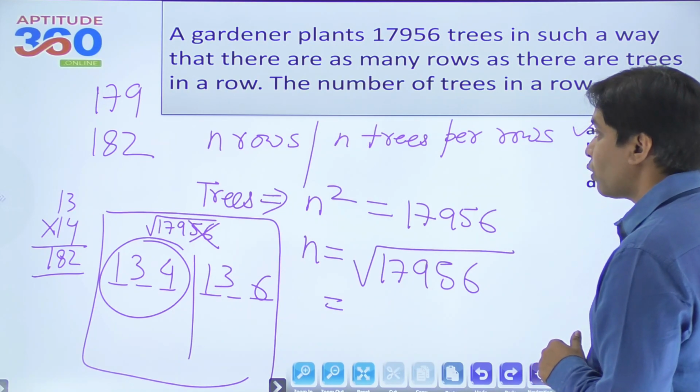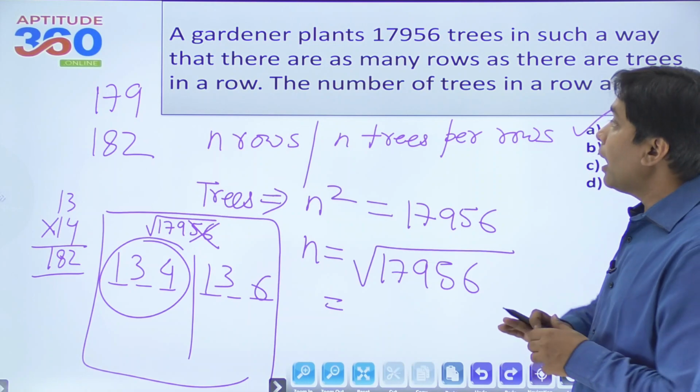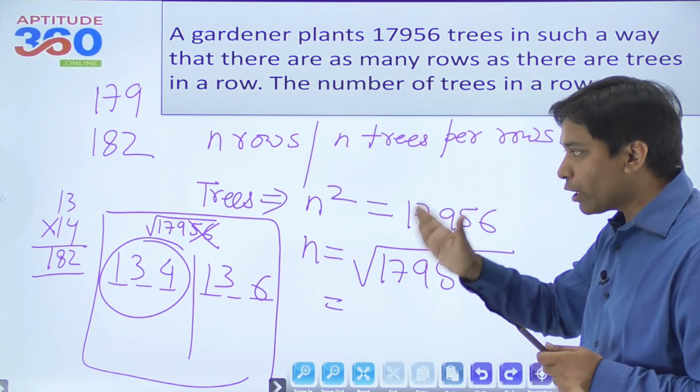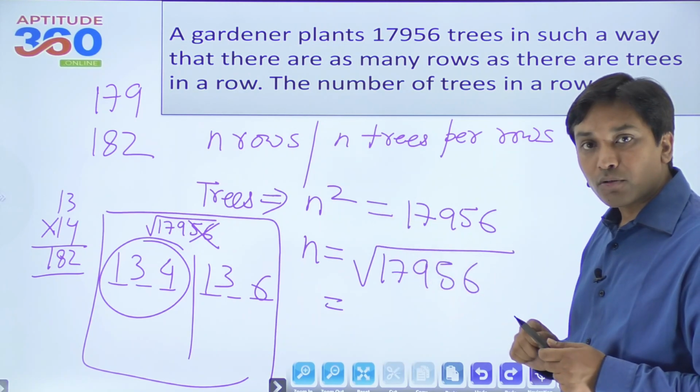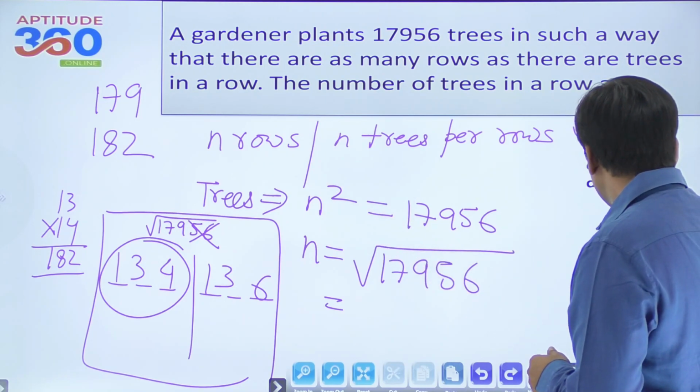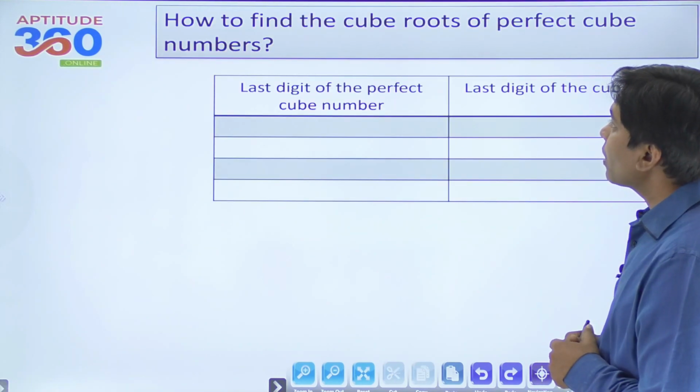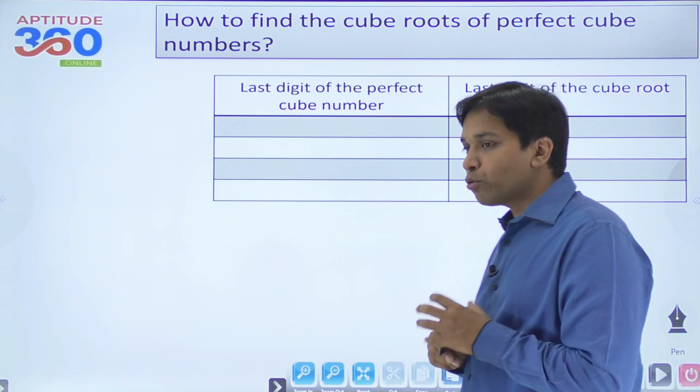Now let us move to the next problem. I hope that you have understood this. If you read the problem and you find out that somehow you will have to find out square root, that's the perfect way to find out the square root of the number, right? Now, how to find out cube roots of numbers?